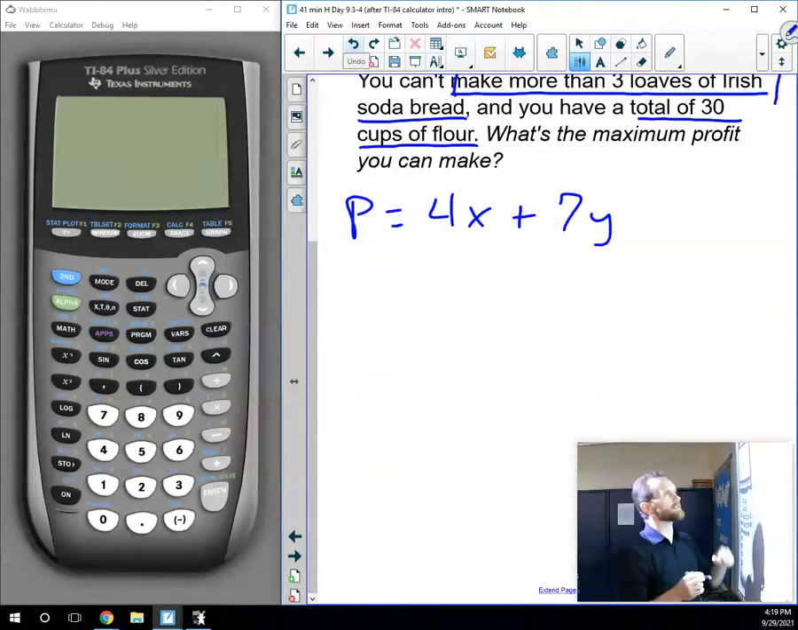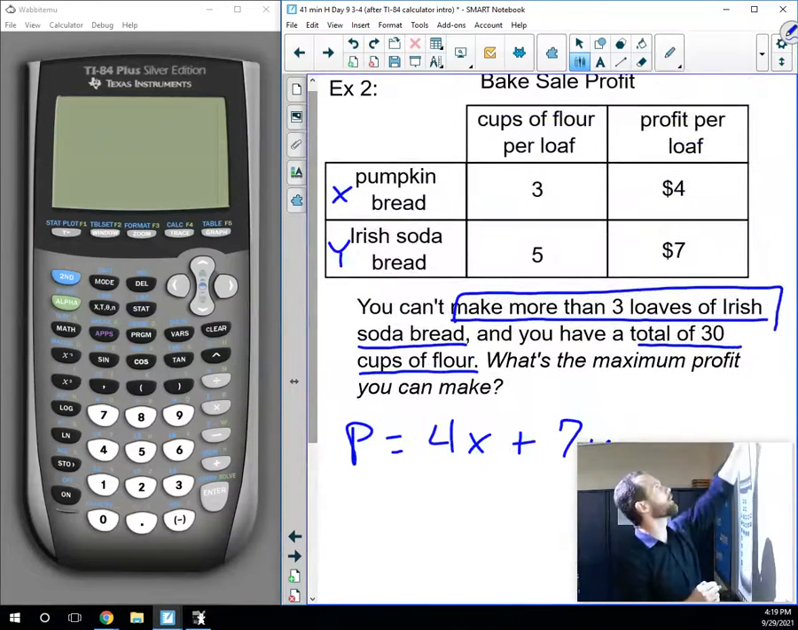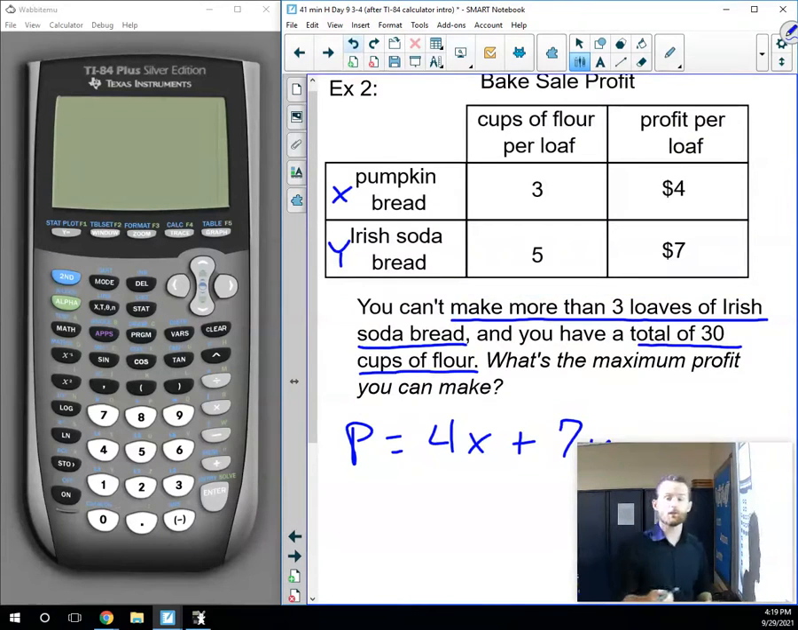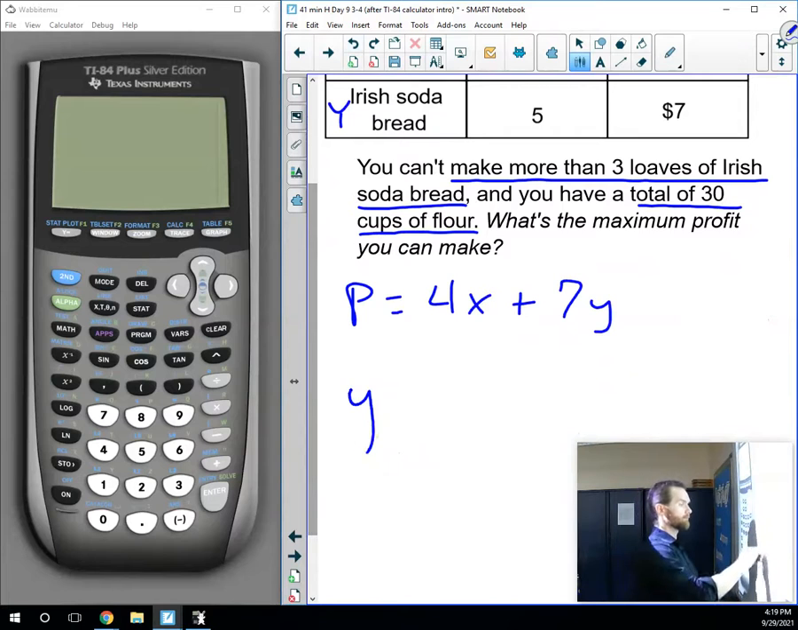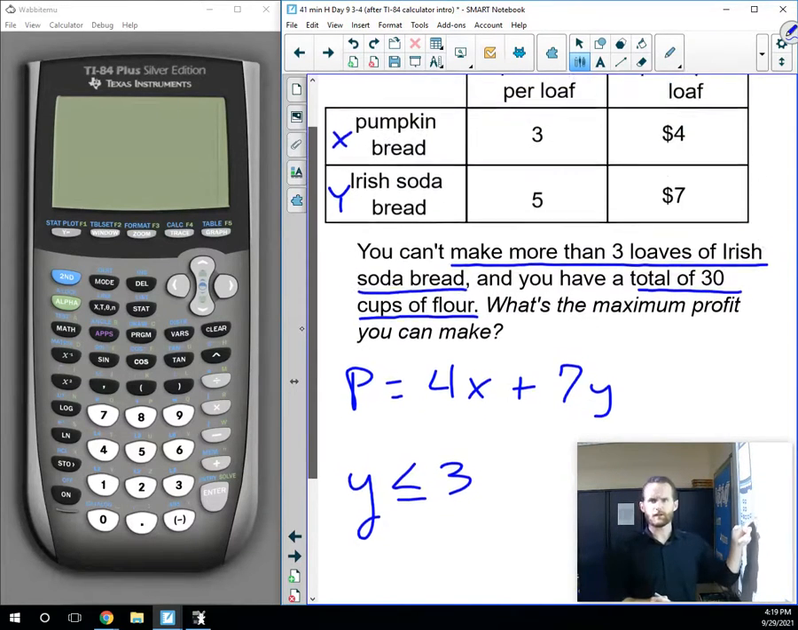Because that one's going to be the easiest. It says we can't make more than 3 loaves of Irish soda bread. So that means the y value, the Irish soda breads, has a ceiling. Y must be less than or equal to 3. Now let's take a look at the other one.